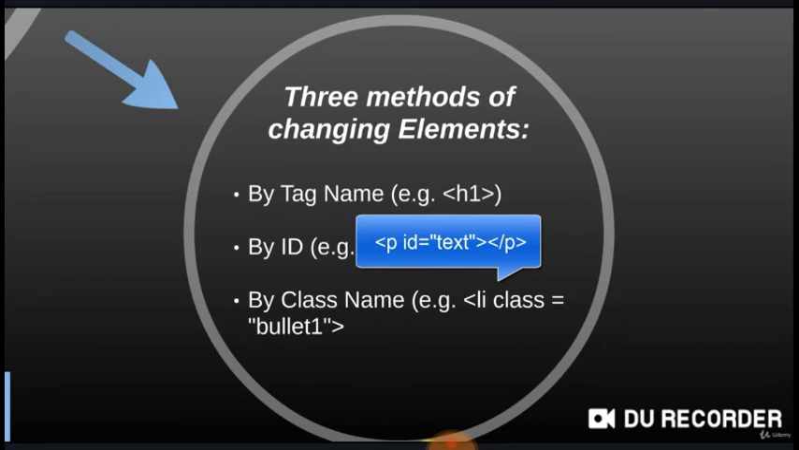Thirdly, and similar to the ID method, we can also refer to an element by assigning it a class. For example, if we wanted to modify a list element, a specific list element, we could attach the class bullet1, for example. And we could change it using JavaScript as well. In the next lesson, we'll take a look at a few examples of how we can change elements inside the document object model.